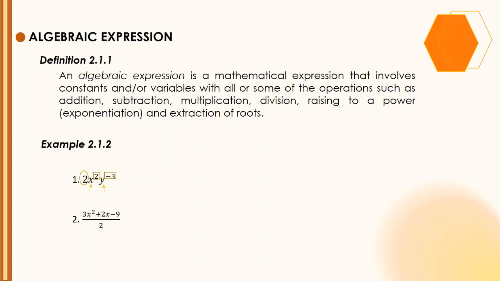Number 2, 3x squared plus 2x minus 9 over 2. So, makikita natin dyan na may constant na 3, 2, negative 9, and 2 sa baba. At makikita natin na may variable na x at may operations na addition, subtraction, division, and exponentiation. So, ito yung example ng algebraic expression.